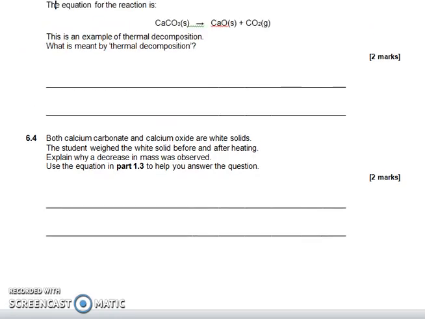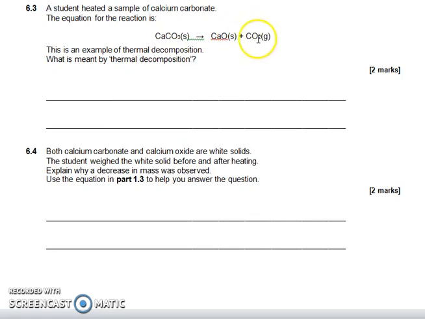The equation above there shows that we've got carbon dioxide being given off as a gas. So the 2 things you'd want to be saying here is carbon dioxide is produced as a product, as your first mark. The second bit was that carbon dioxide would have a mass, so when it's lost, it would reduce the overall mass.